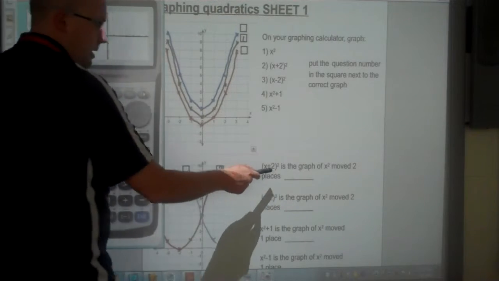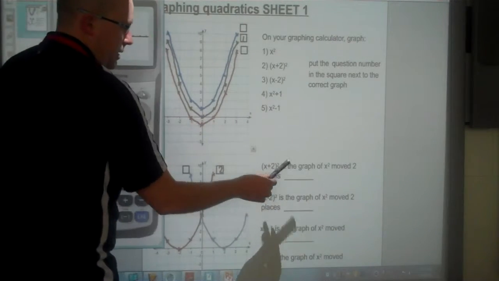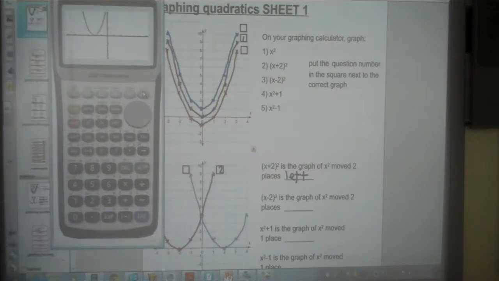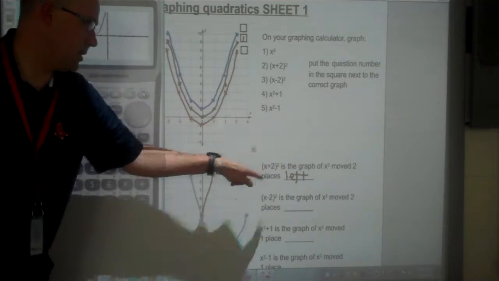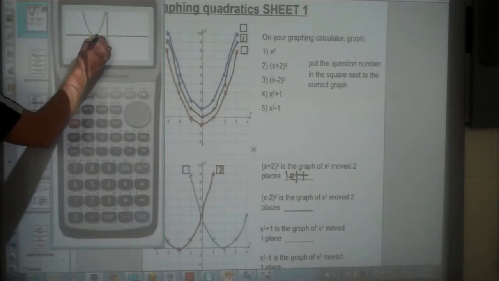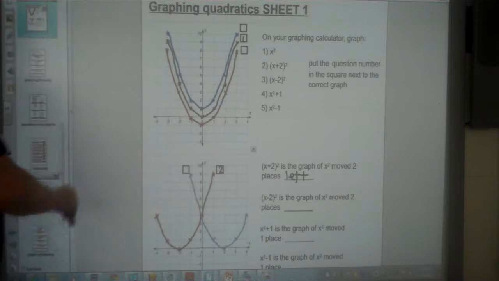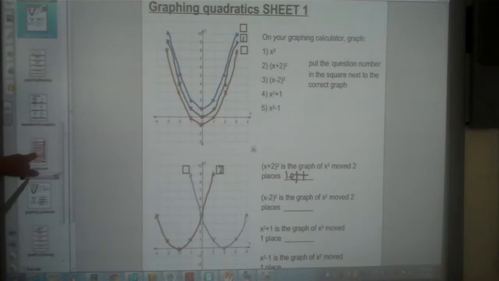And actually it asks you to say this: (x plus 2) squared is the graph of x squared moved 2 places to the left. Now another point to notice is, although this says plus 2, notice that the intercept here is actually at negative 2. And that's going to be an important observation for something that we're going to do on the next sheet.